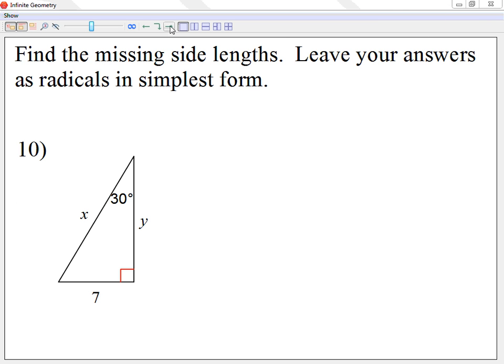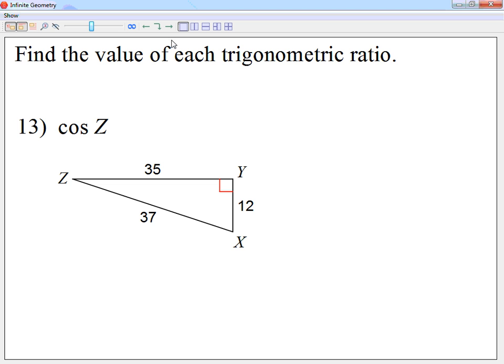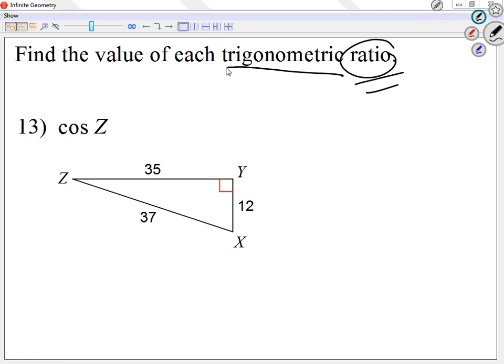Okay, so let's move on to number 13. Find the value of each trigonometric ratio. Remember, the word ratio means fraction. Trigonometric, from trigonometry, the only thing we have learned is SOHCAHTOA. So I'm asking you guys for the ratio using SOHCAHTOA, and we're going to be looking at this.